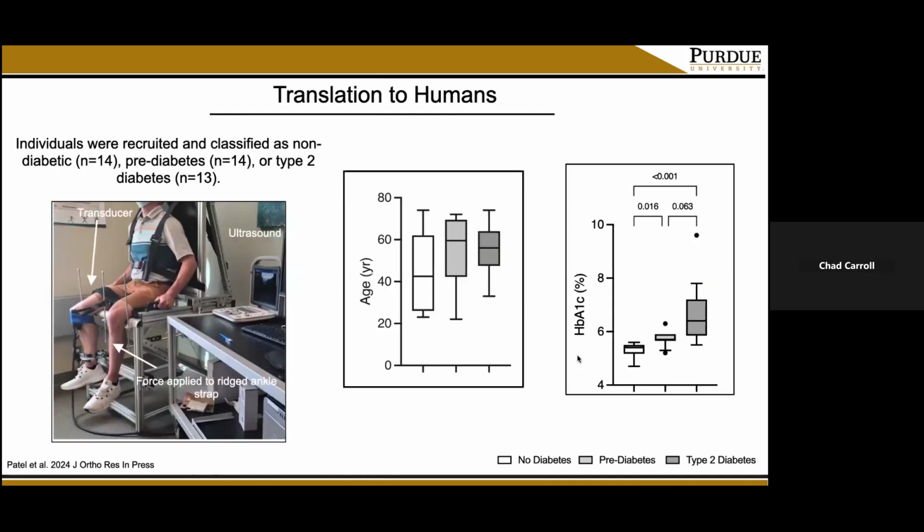All right, I'm going to take a deep breath. And now we're going to get into the more exciting area, because I'm trained as a human guy.